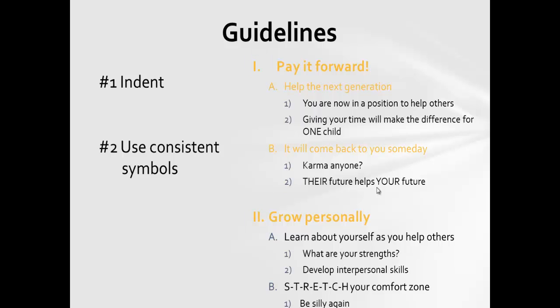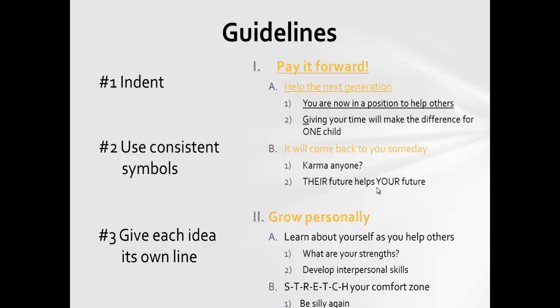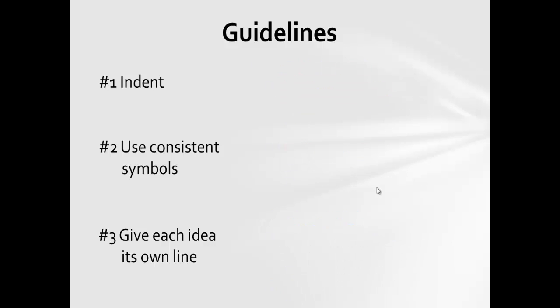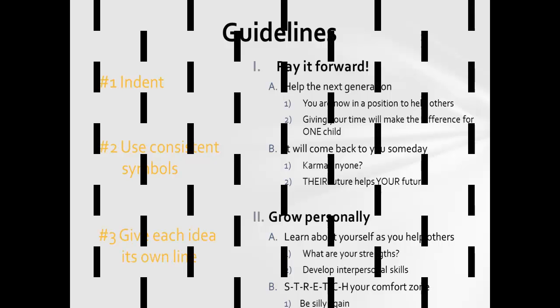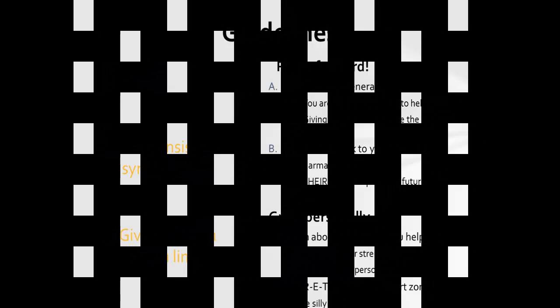Just be consistent. The third thing you want to do is make sure you give each idea its own line. This is part of spreading it out around the page and making it easy to look at. Again, Pay It Forward has its own line, Help the Next Generation is its own, and each idea that follows has its own unique line. So if you can just remember these basic guidelines, indent, use consistent symbols, and give each idea its own line, it's going to be much easier to put together your outline.